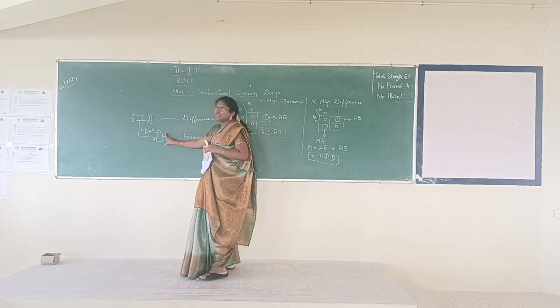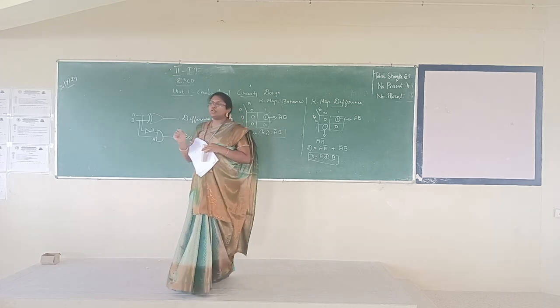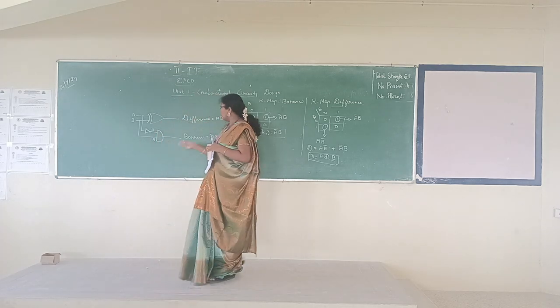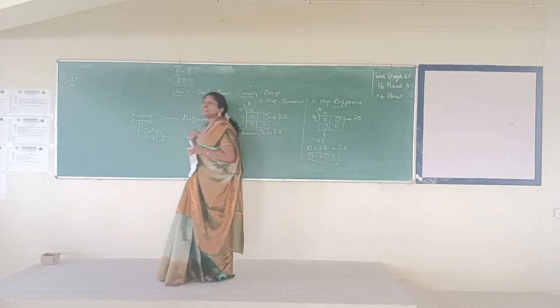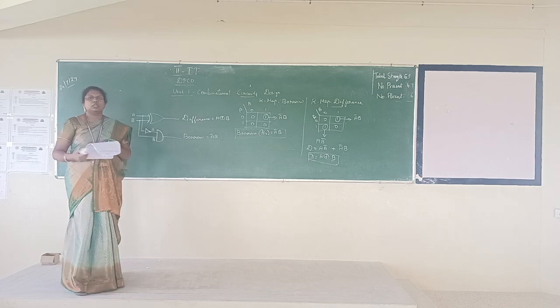You can draw this AND gate on top also, but mention the outputs properly: at the gate the output is difference, and at the other gate the output is the borrow expression. So mention it properly, right? Then finish it fast.